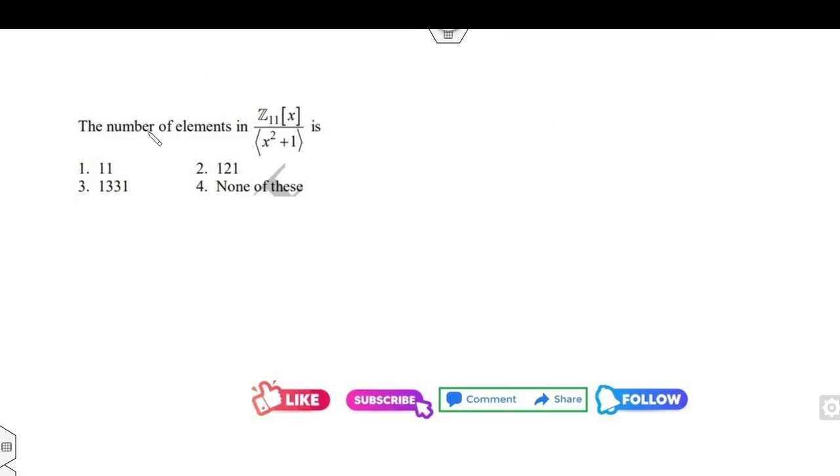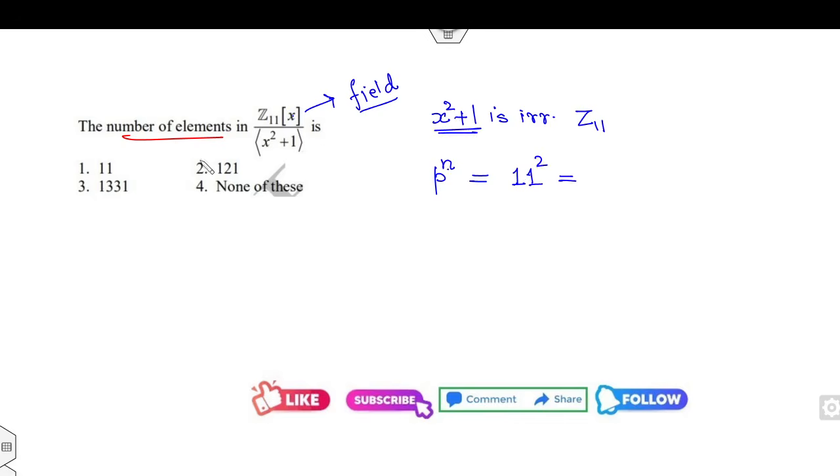Now can you say the number of elements? Clearly, x square plus 1 is an irreducible polynomial over Z11. So therefore this will be my field. Fine. Once this is a field, then the number of elements is p raised to power n. p is 11, n is the degree of the irreducible polynomial.